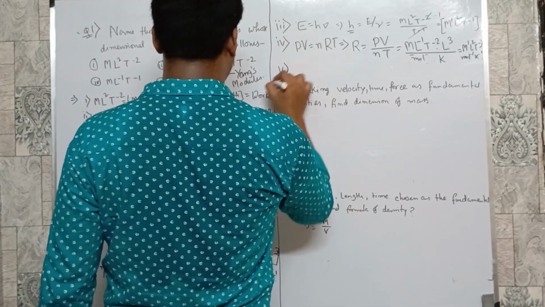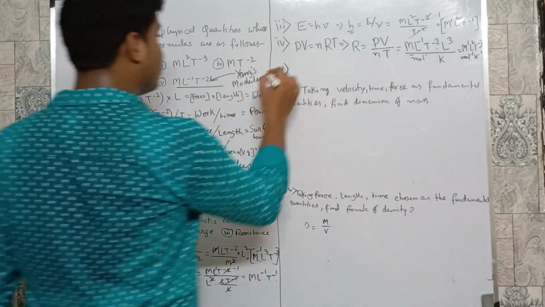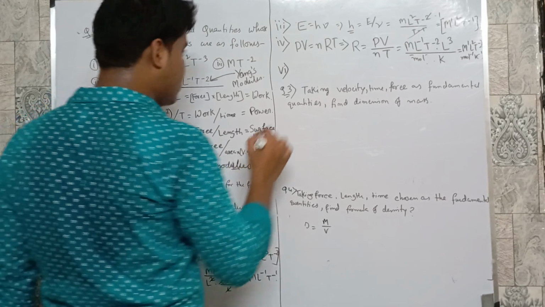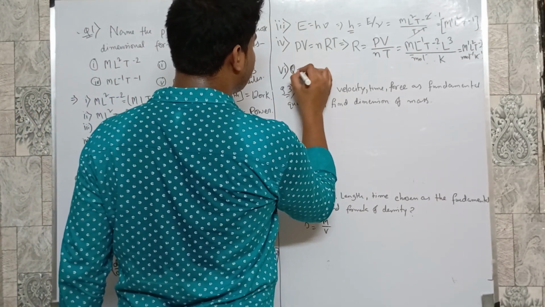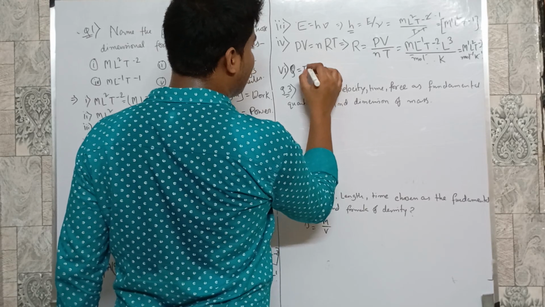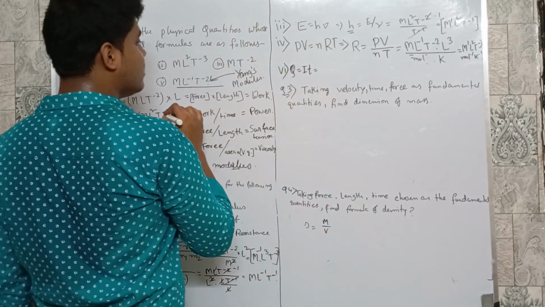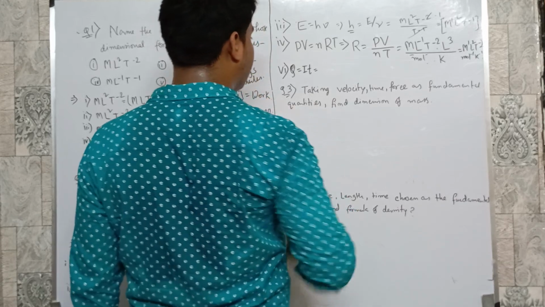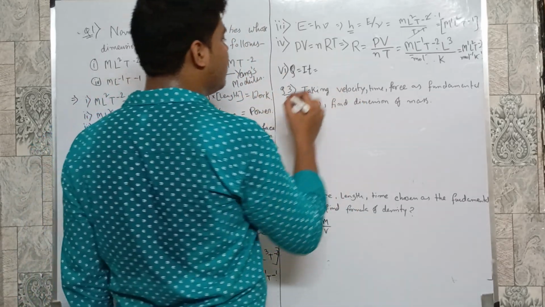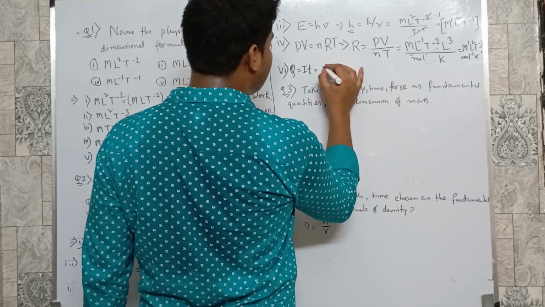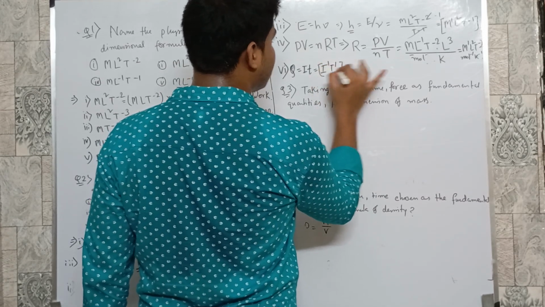Okay, next is charge. For charge, I can write Q. Charge formula is current into time. So current dimension we have taken as I, or in some books you can see it written as A. So A T or I T. So the dimension is I to the power 1, T to the power 1.